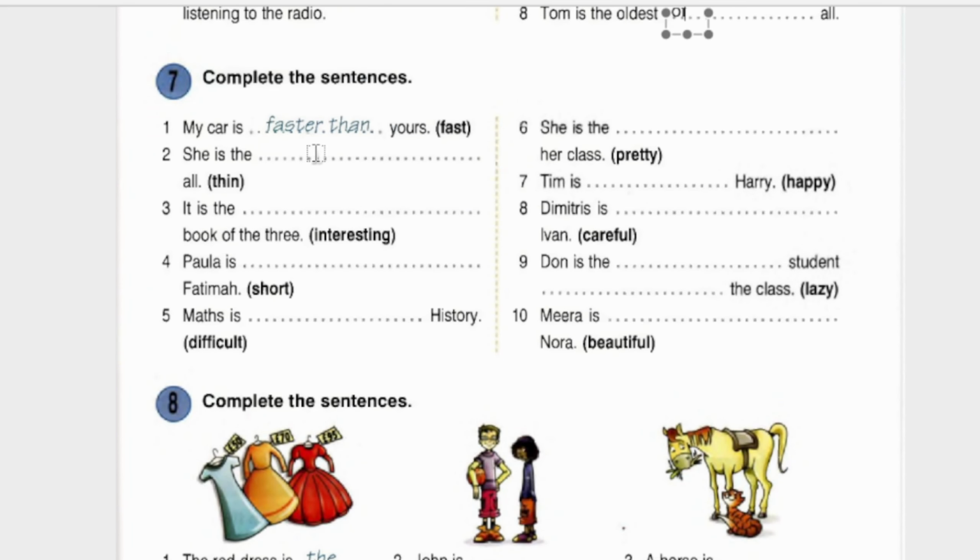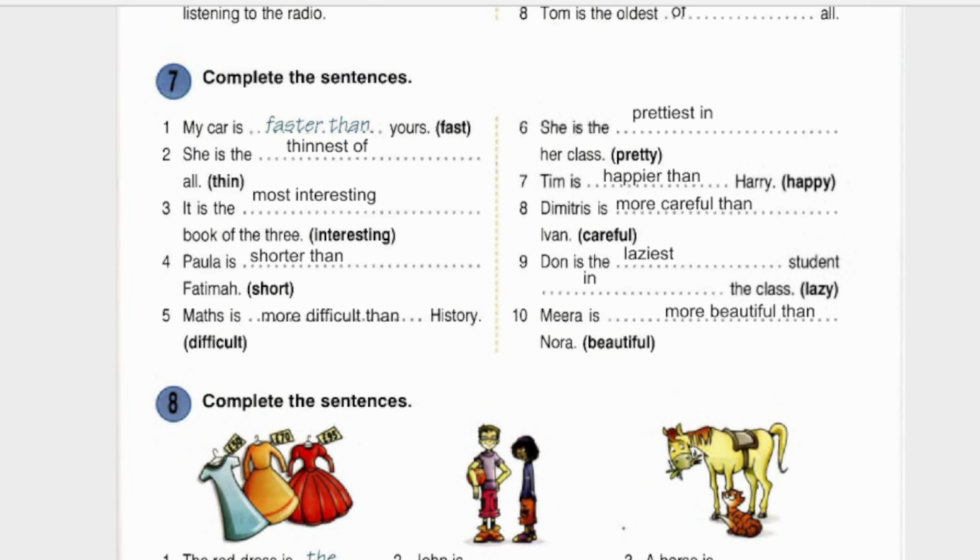Okay, let's look at this exercise. Complete the sentences again. My car is faster than yours. She is the tiniest of all. It is the most interesting book of all times. Paula is shorter than Fatima. Math is more difficult than history. She is the prettiest in her class.